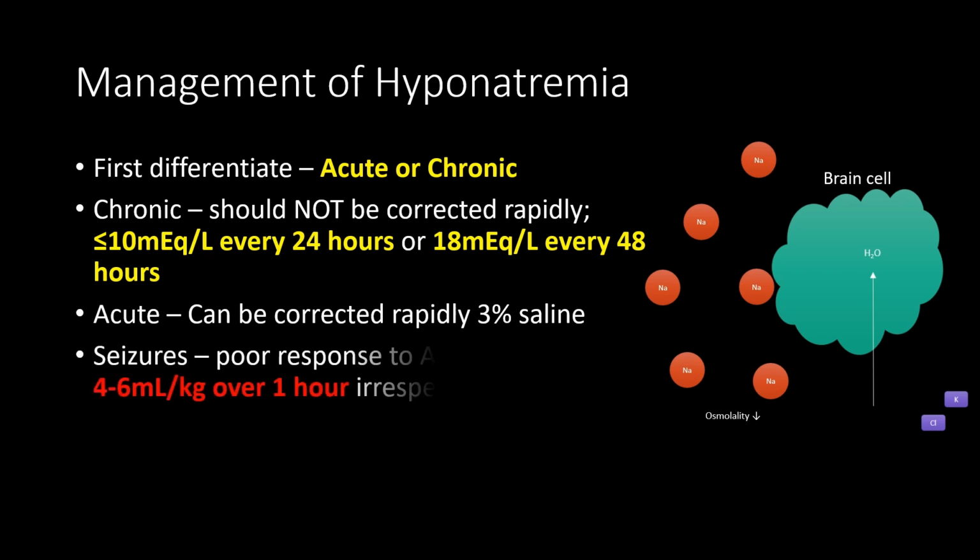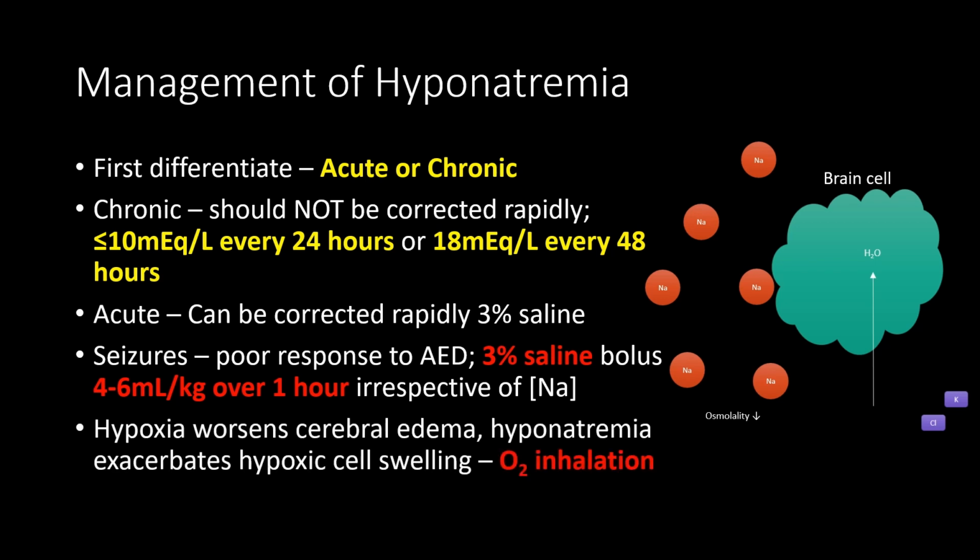If there are seizures due to cerebral edema, we need to correct it more rapidly. Because seizures due to hyponatremia have poor response to anti-epileptic drugs, we need to give 3% saline bolus at 4 to 6 ml per kg over 1 hour, irrespective of the serum sodium, because it is symptomatic and can cause death of the child. And hypoxia always worsens the cerebral edema, so hyponatremia exacerbates the hypoxic cell swelling. That's why oxygen inhalation in a patient having hyponatremia also can help.